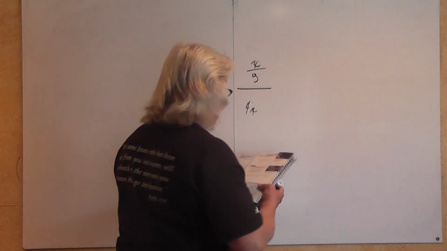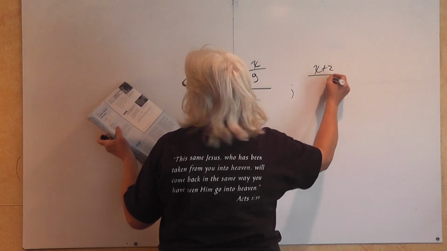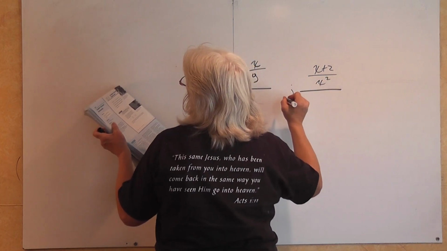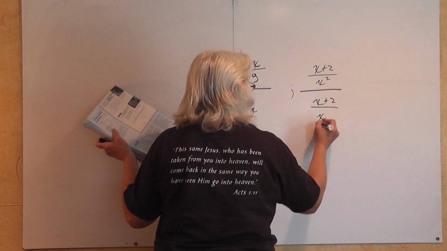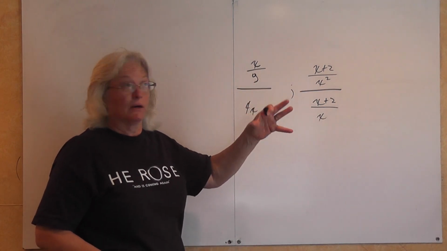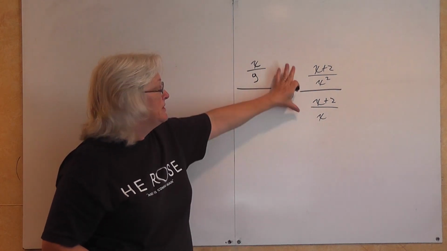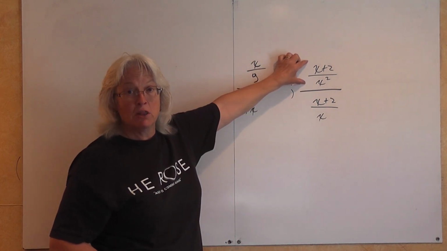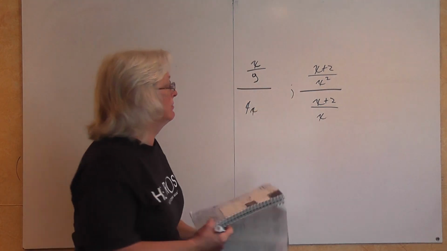Here's another one. We have x plus 2 over x squared divided by x plus 2 over x. You look at it right now and you're probably going, ah! This problem here is actually very easy to solve, and we'll use it as one of our examples. But this is also a complex rational expression. It contains a rational expression in the numerator and a rational expression in the denominator.